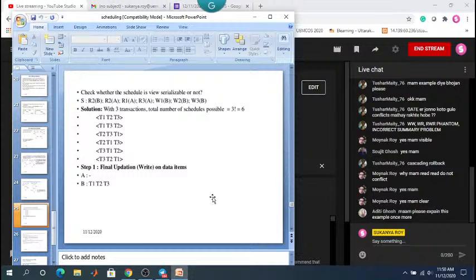What you need to do is arrange these transactions first. This way, we arrange the transactions: T1, T2, T3. First is R2B, R2A, R1A, R3A. We have to arrange these things in such a manner that they do not get conflicted, and we'll check whether it is view serializable or not.